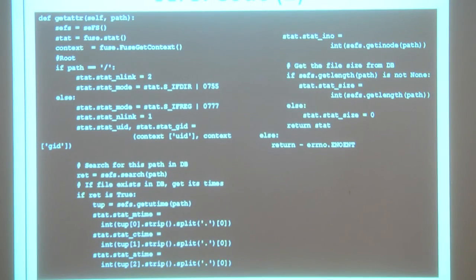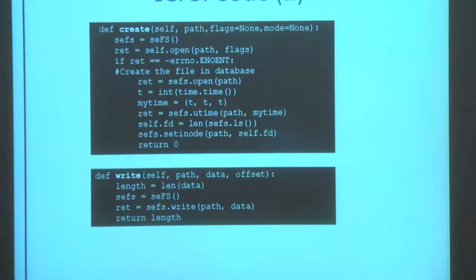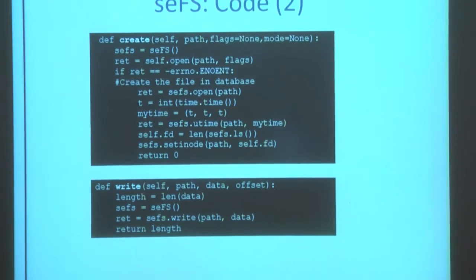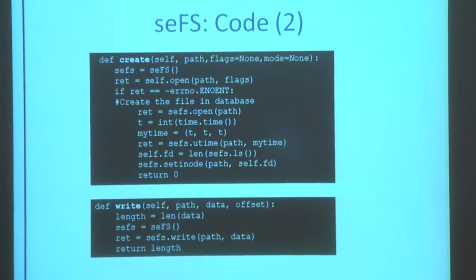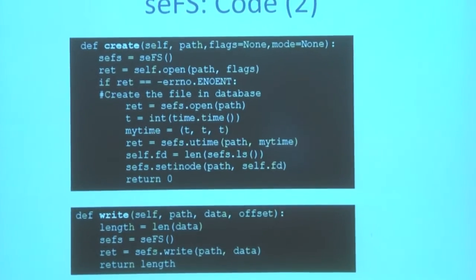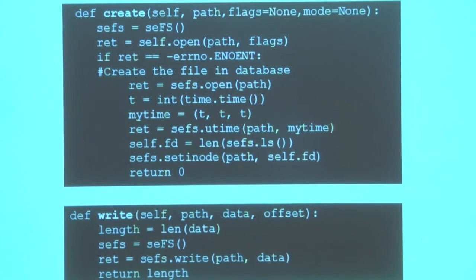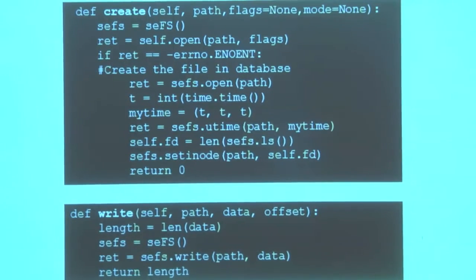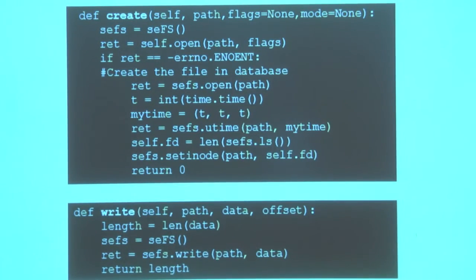That's the same way you have calls, like you want to create a file. Again we just try to open this file. If the file open fails, we will create this file in the database. We set the times. I have created an object of the database in the beginning. So with that database, I'll just update the times in the database, and I just return. That's all.